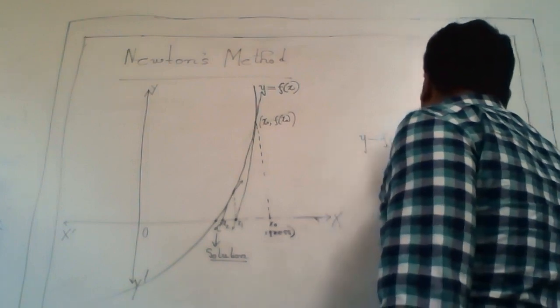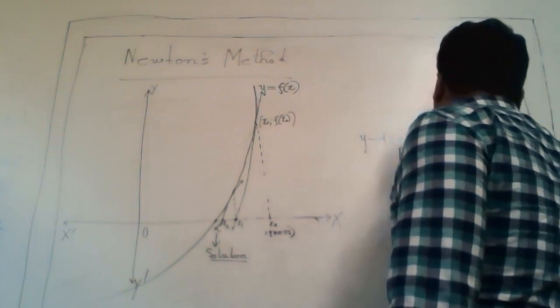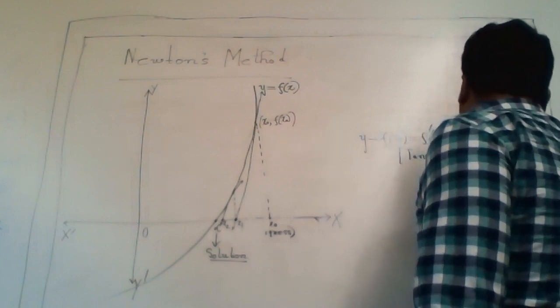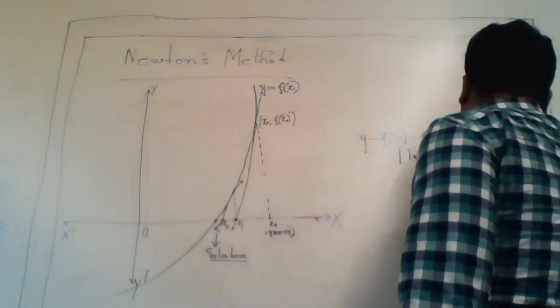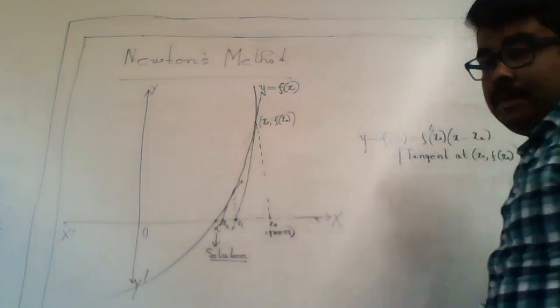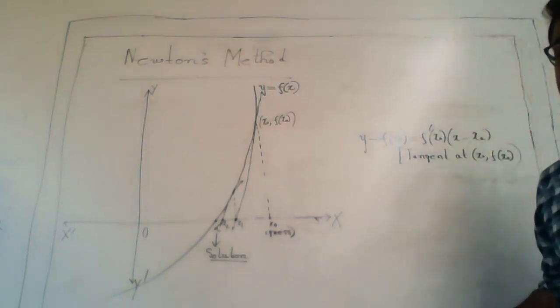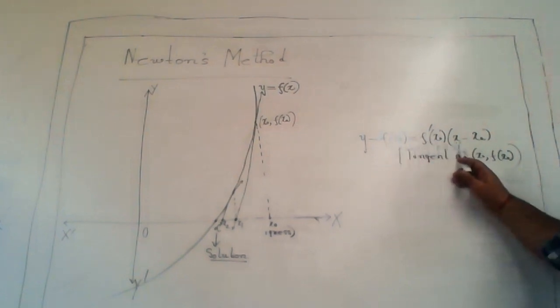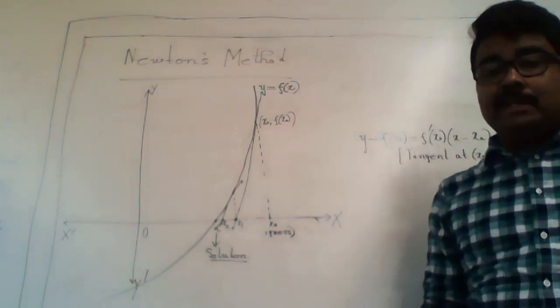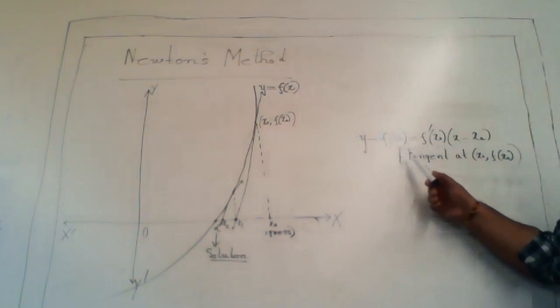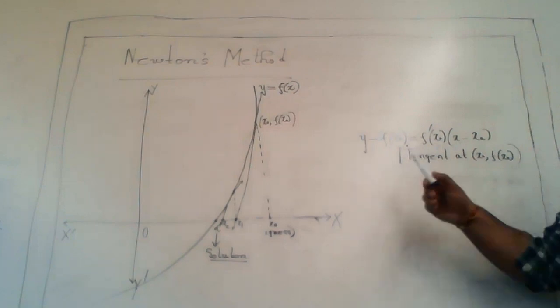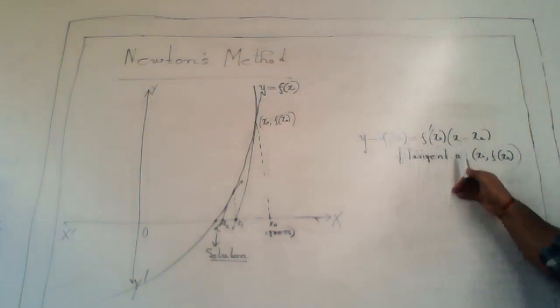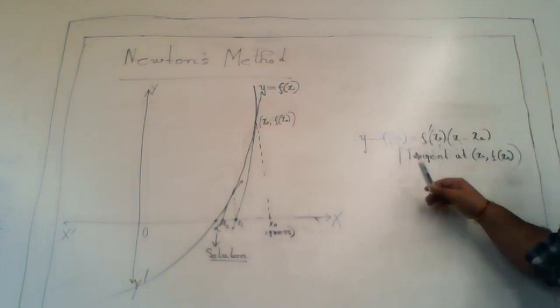So this is the tangent at x0, f of x0, right? This is the equation of tangent at x0, f of x0. Y minus f of x0 equal to f prime x0 times x minus x0. You can check this equation out. It is there in the notes where we studied equation of tangent. Now this is the equation of this line.